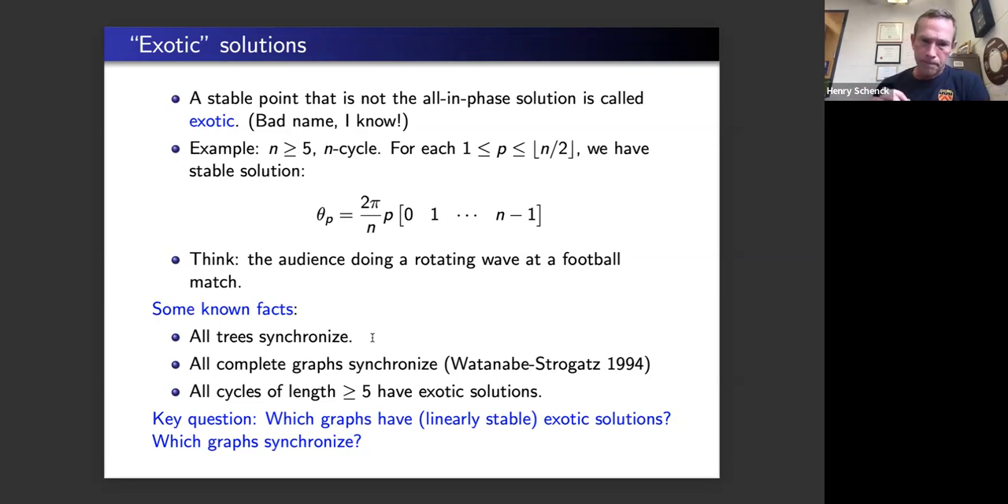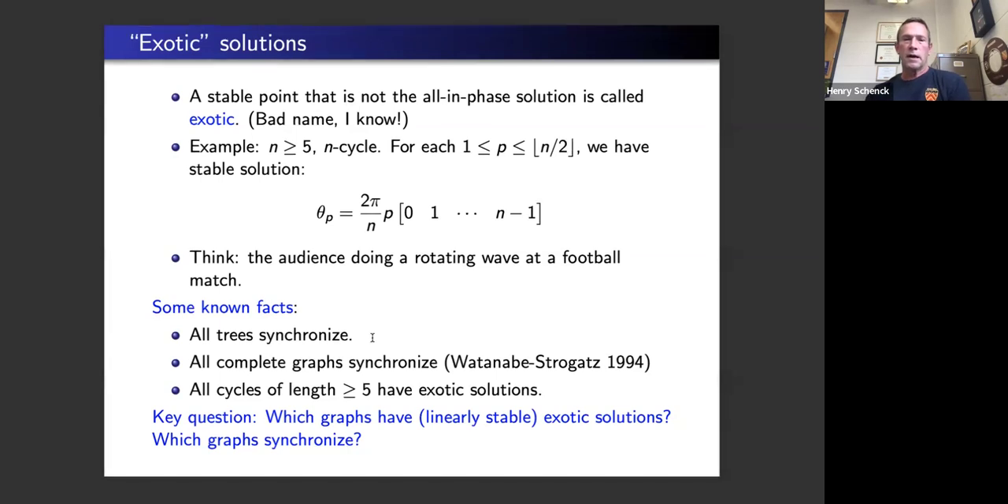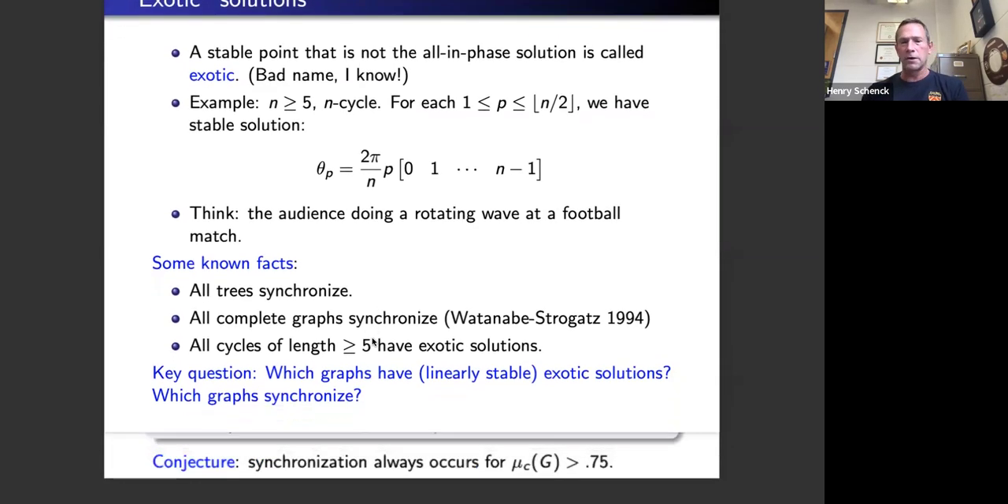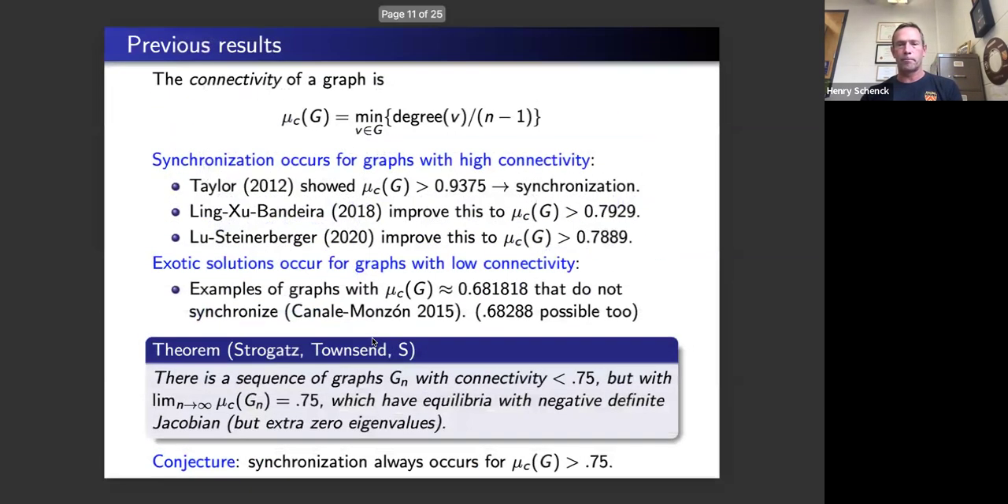synchronization question. It's known that all trees synchronize. About 30 years ago, Watanabe and Strogatz showed that a complete graph synchronizes. And it's also known that all cycles of length greater than or equal to 5 have exotic solutions. And so the question that we're going to focus on is which graphs have linearly stable exotic solutions and which graphs synchronize. And I also have not talked at all about history. I said there's about 2,000 papers on MathSciNet.